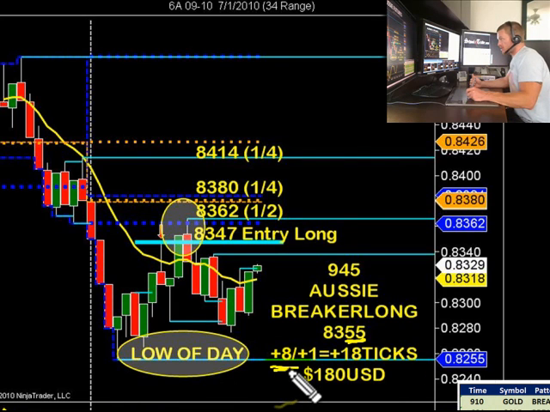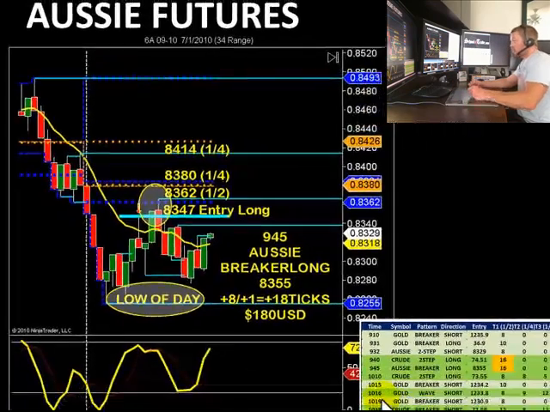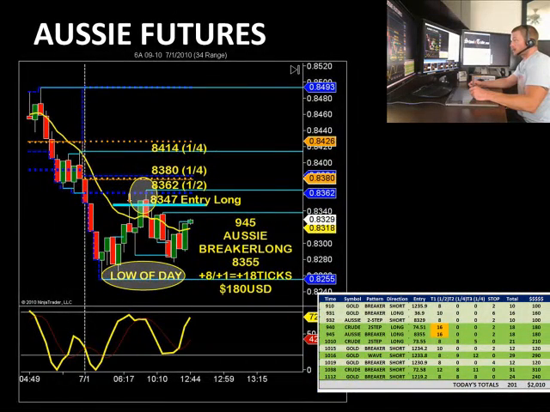We took our 2 off at plus 8, moved our stop up to entry plus 1, and got stopped out at plus 1. So 16 plus 2, 18 ticks, another $180. So our slower time frame trades here had some of the biggest winning profit targets, but we didn't really start seeing this speed up until after about 10 o'clock.